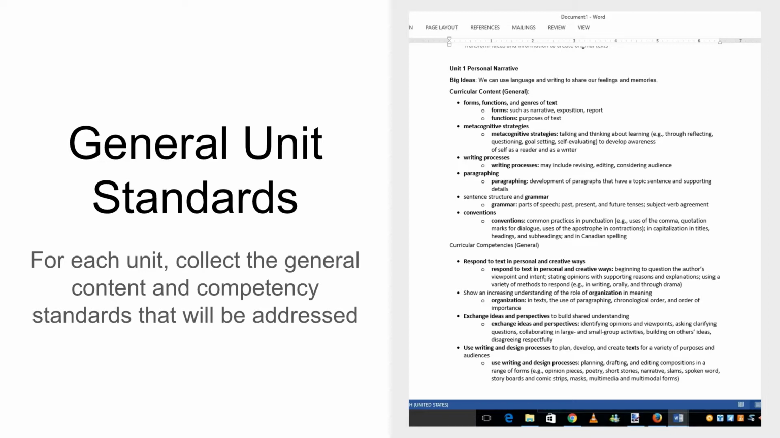might connect with that. I then went back up to the top of my page with all of the general curricular content and competencies, and I copied and pasted all of the different general standards that I thought I would be addressing. Again, this is a straight copy and paste from what was already on the page.